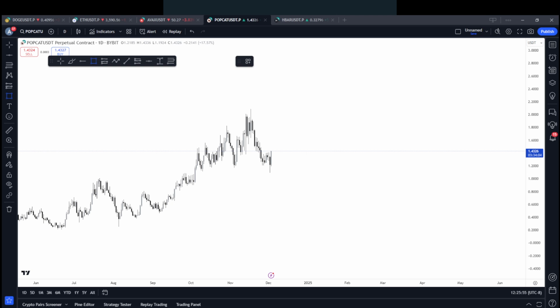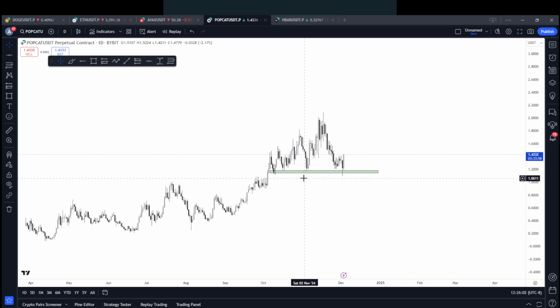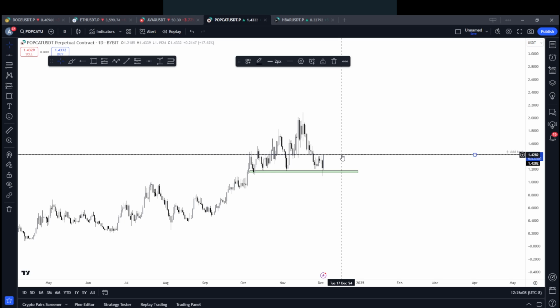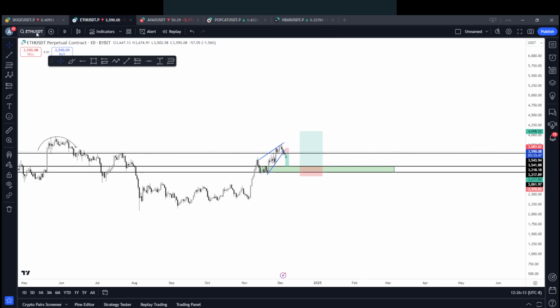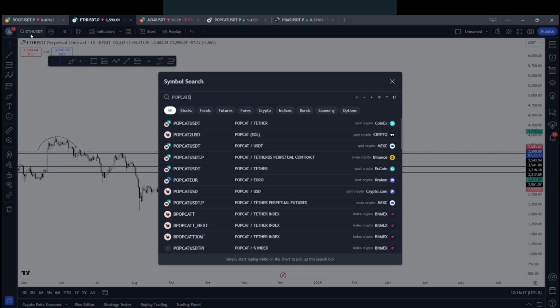So Popcat has held this very, very important support area. We have also taken all this liquidity and closed above. Now we are at resistance. Now this coin, while the market was going down, this coin was going up. The reason for that, I don't know if it has a BTC pairing.